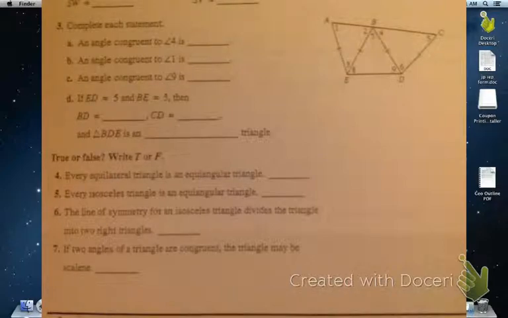Alright, now problem number 3. Sorry about the pause in between. I have to find the correct photo.